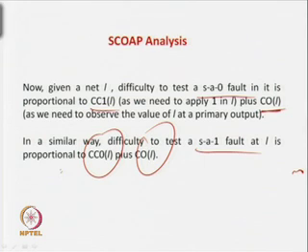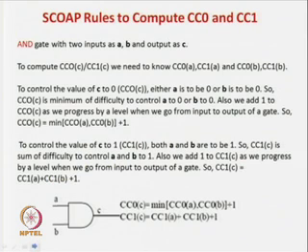So, this is how we can find out the difficulty to test a stuck-at 1 fault and a stuck-at 0 fault. Now, we will study these rules, because we said that with primary inputs controllability we know that they are equal to 1, and observability of primary output is 0. But now how do we propagate? For that we require some rules.